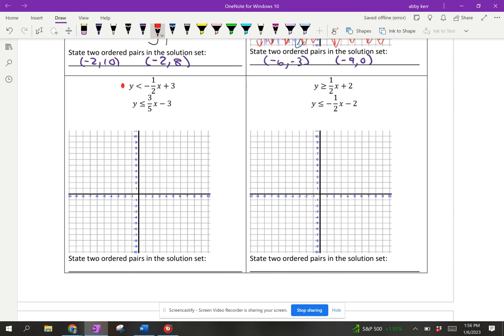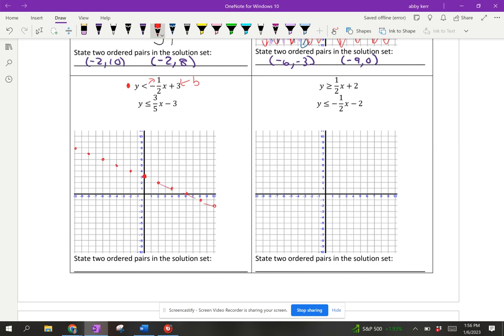All right, so we're going to begin at positive 3, because that's my b value. And then remember, when the negative sign is in front of the fraction, just throw it in the numerator, which means down 1, right 2, down 1, right 2, and then do the opposite, up and to the left. Now using your step 2, it is less than, so there's no equal sign, so it's a dashed line, and less than means below.